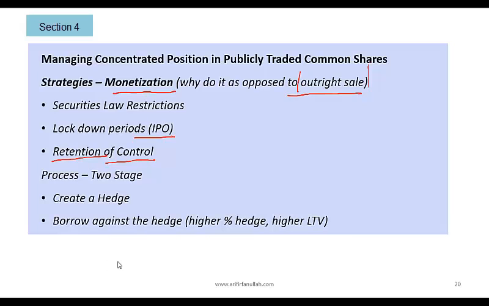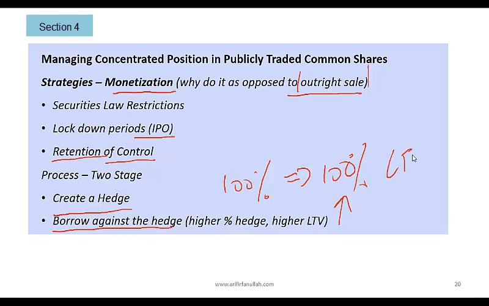Now, how will we tackle monetization? It's a two-stage process. The first stage is to create the hedge. We will create a hedge first, and then once we've created the hedge, we will borrow against it. The more perfect the hedge, so if it's a 100% hedge of the position, where you've hedged the entire risk away, you can borrow up to 100%, which means a higher LTV, which is the point here. So the higher the percentage of hedge, the higher the LTV. LTV is loan to value.